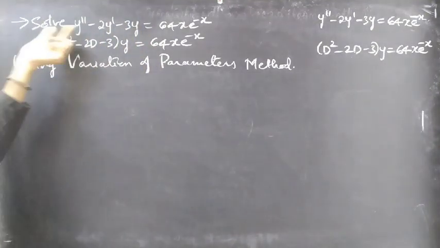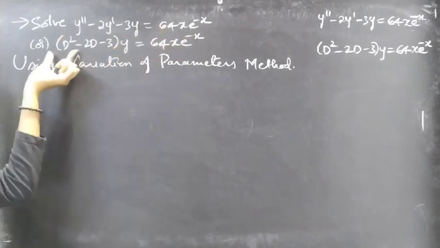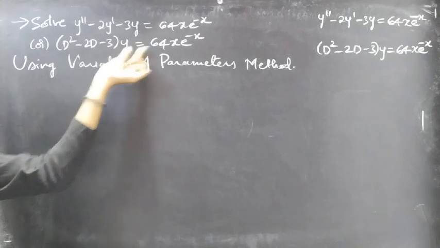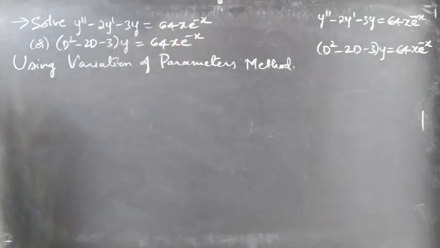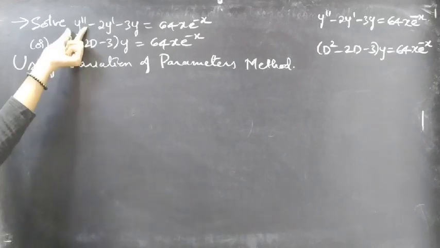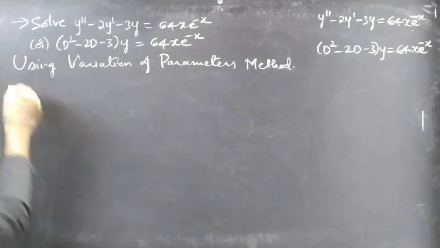Problem. Solve y'' - 2y' - 3y = 64x e^(-x), or (D² - 2D - 3)y = 64x e^(-x), using variation of parameters method. So we are given a differential equation of order 2.